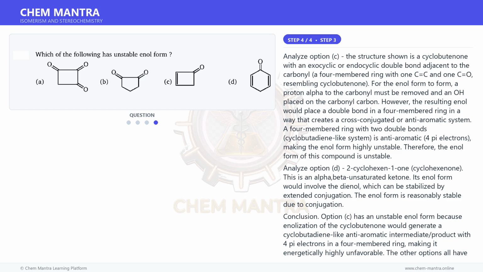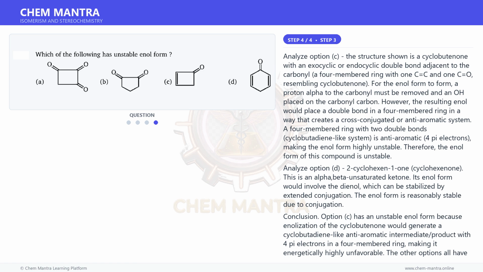And for the final step, analyze option C. The structure shown is a cyclobutane with an exocyclic or endocyclic double bond adjacent to the carbonyl, a 4-membered ring with one C=C and one C=O, resembling cyclobutanone.